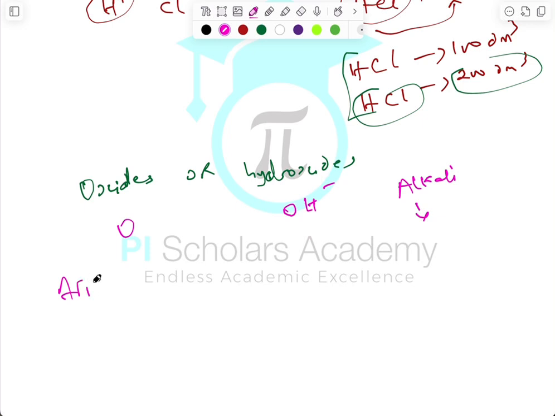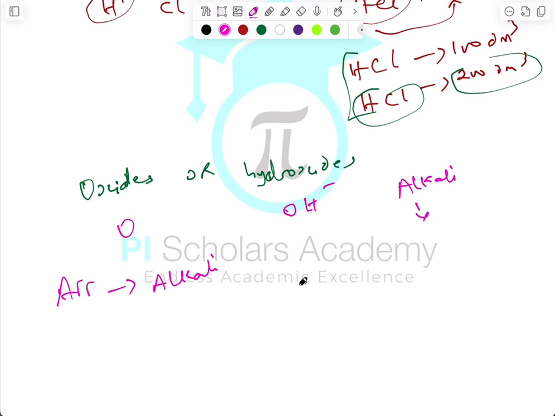The Arrhenius definition for bases defines that bases are substances that, when they are dissolved in water, give hydroxide ion. That is what Arrhenius defined it as. So a base is any substance that, when it dissolves, gives hydroxide ion. However, like I said already, what I just defined would only satisfy for alkali, because not all bases dissolve in water. Not all bases dissolve in water.